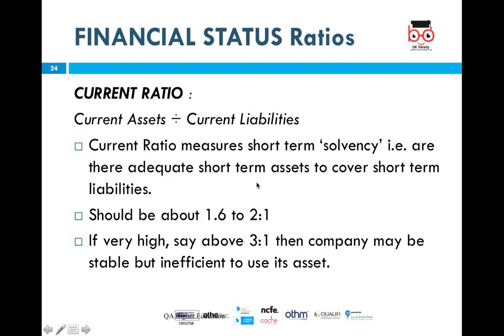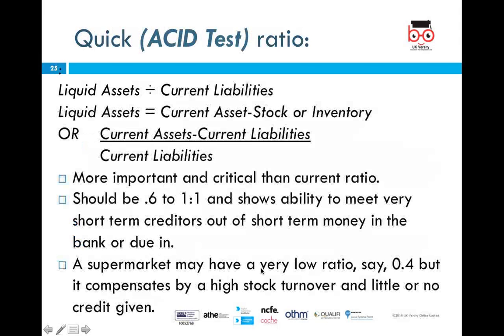The current ratio measures short-term solvency, that there are adequate short-term assets to cover short-term liabilities. As I said, that should be about 1.6 to 2:1, so between 1.5 and 2 is taken as standard. It shows they are able to meet their current obligations. If it is very high, for example more than 2, then the company may be stable, but it is inefficient in using its current assets. As I say, it is current assets divided by current liabilities.